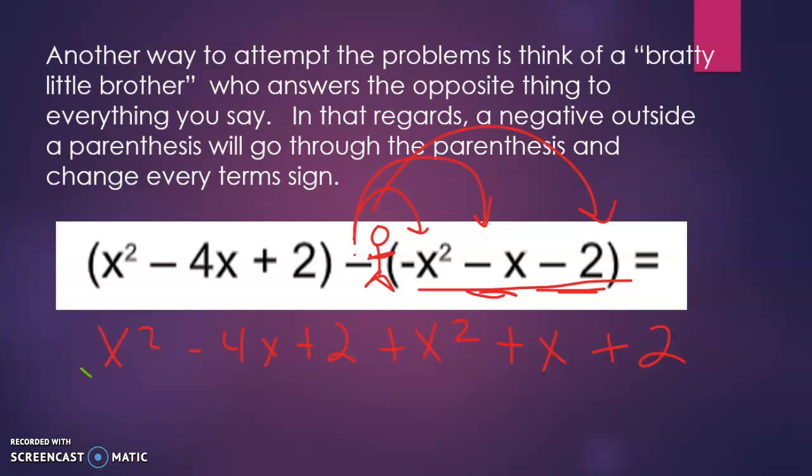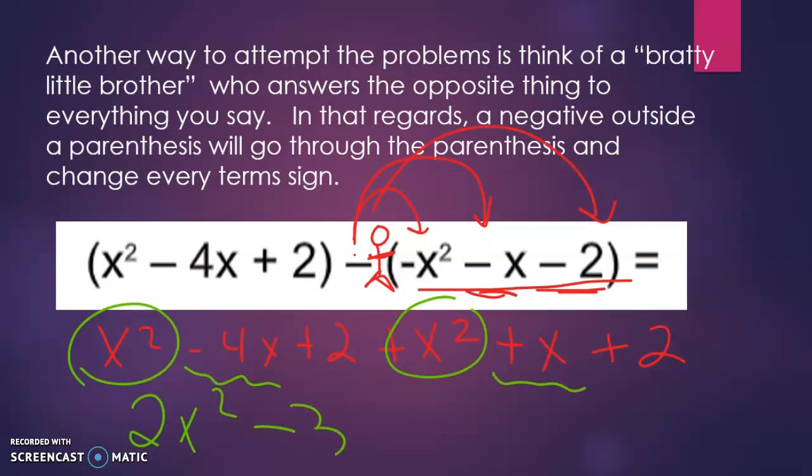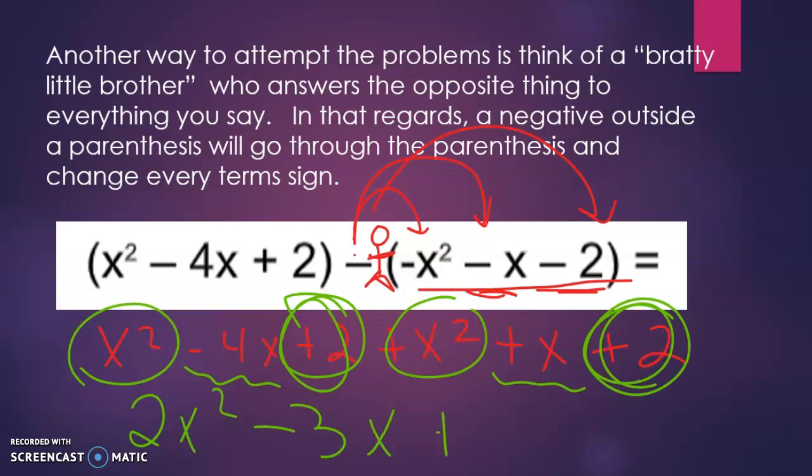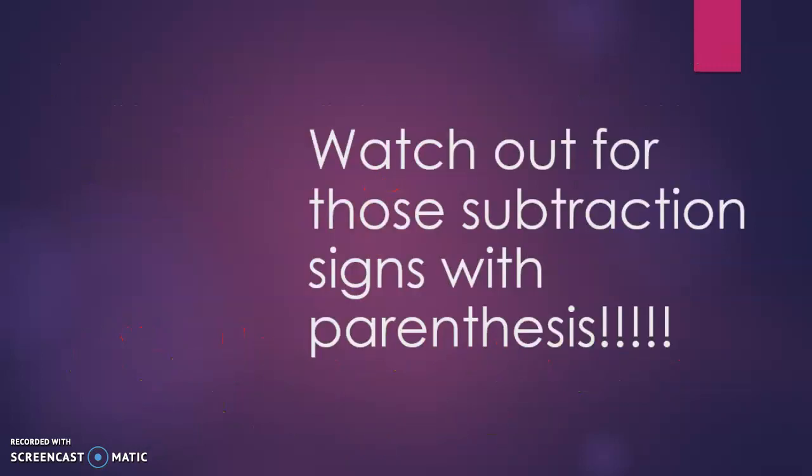So the x squared and the x squared, with the implied 1s on both of them, is 2x squared. Negative 4x and positive x is negative 3x. Positive 2 and positive 2 becomes positive 4. Again, I cannot stress, watch out for those subtraction signs with parentheses.